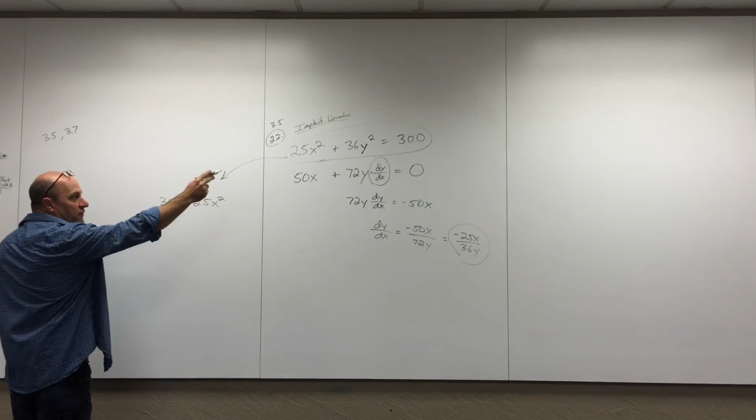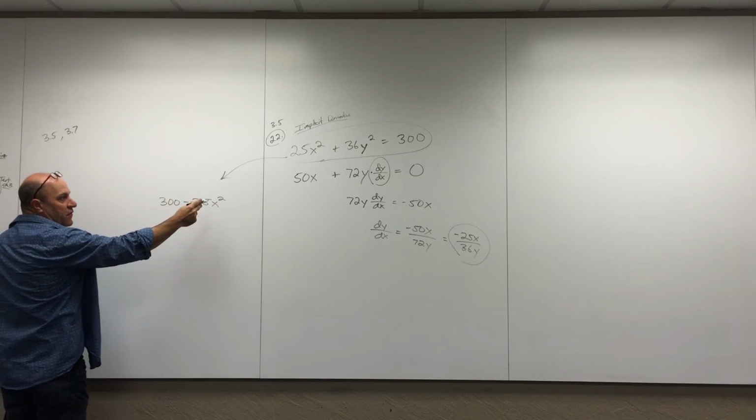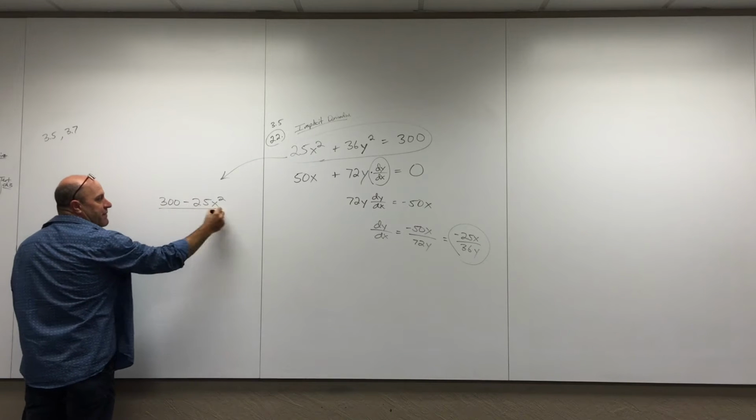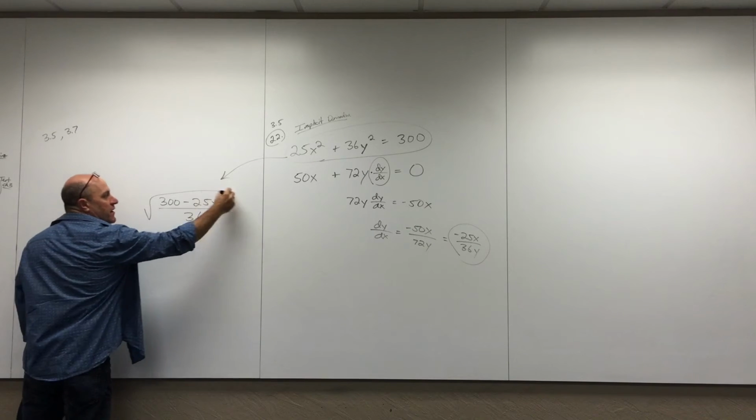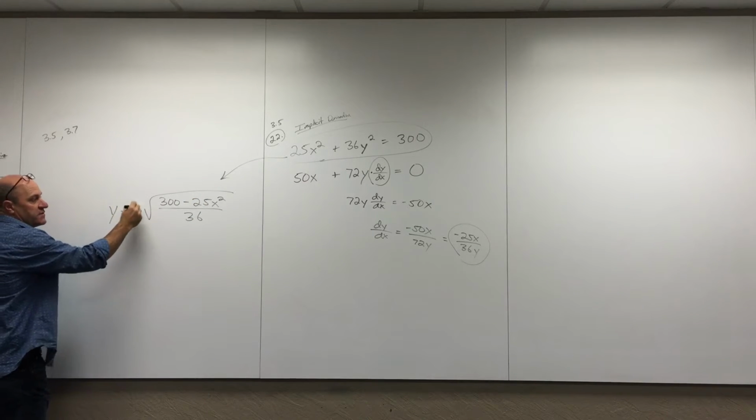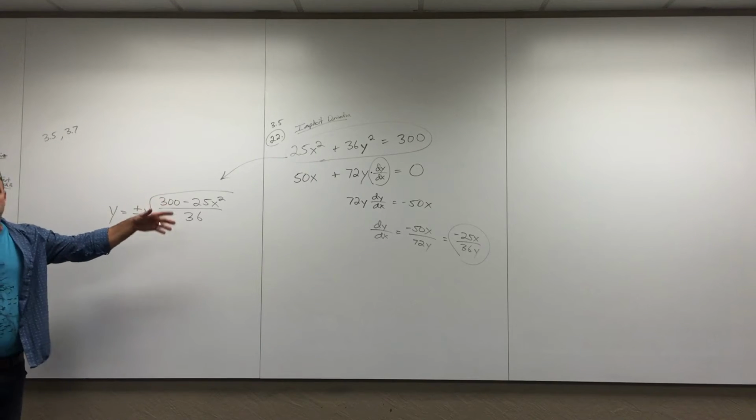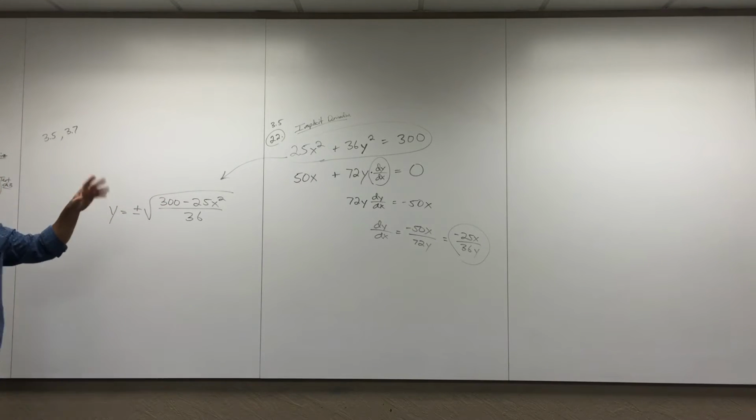What am I doing? I'm solving for y. You with me on this so far? Divide by 36. Take the square root of both sides. I just solved for y. And it's plus or minus the square root of this mess. Move the stuff over, divide, solve for y.